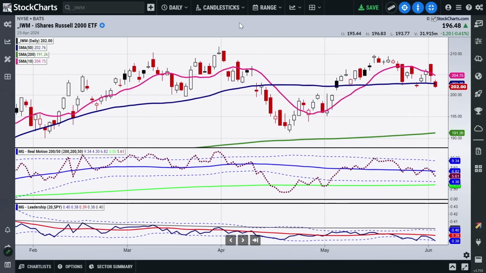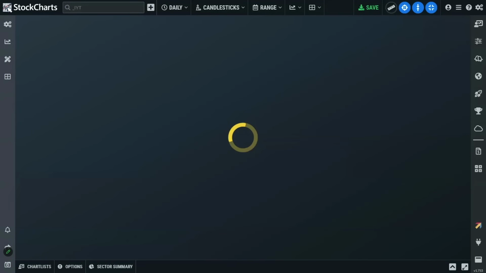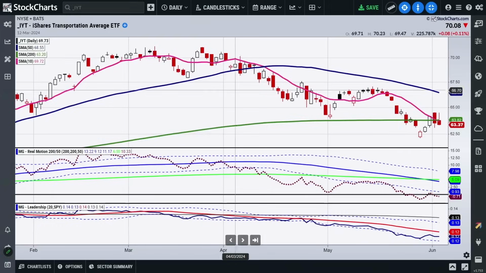Now, if we move to what really capped us off in terms of this possibly happening, it's actually something that Dave and I talked about on the last time I was on Final Bar, and that is the transportation sector. So as we're looking at transportation here, when everything else was doing really well for that period at the end of April and then into May, this really did not participate in the rally.